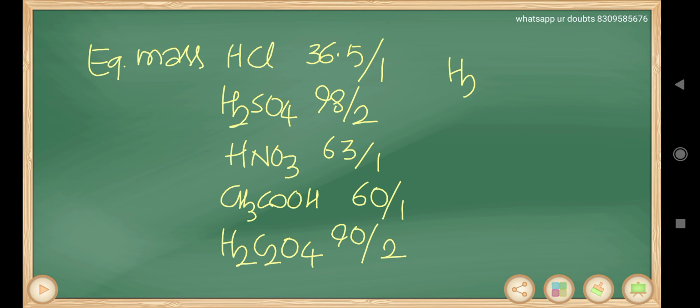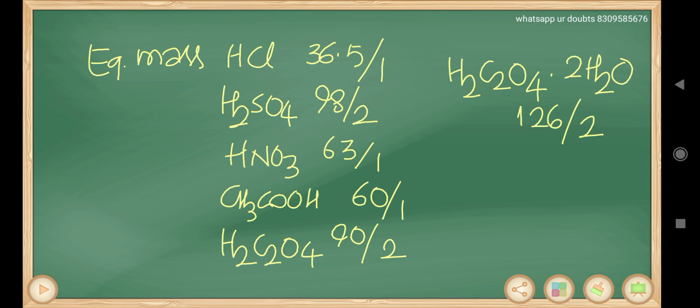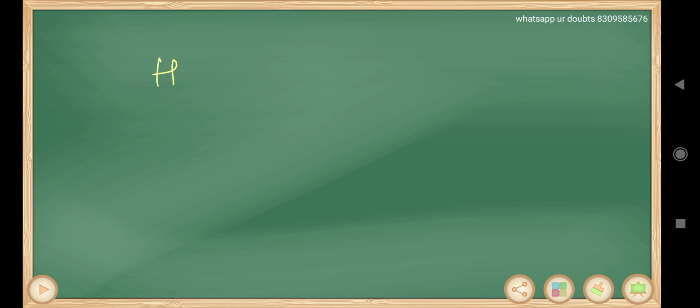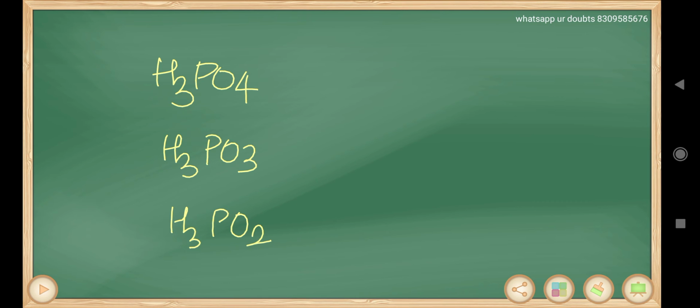But you will generally get this question, H2C2O4 dot 2H2O. It is 126 by 2. H2C2O4 molecular mass is 90 and 2 water molecules are also present. 2 water means 36. 90 plus 36 is 126 by 2. And when it comes to H3PO4, H3PO3, H3PO2, molecular mass by 3, molecular mass by 2, molecular mass by 1. This is the basic idea.